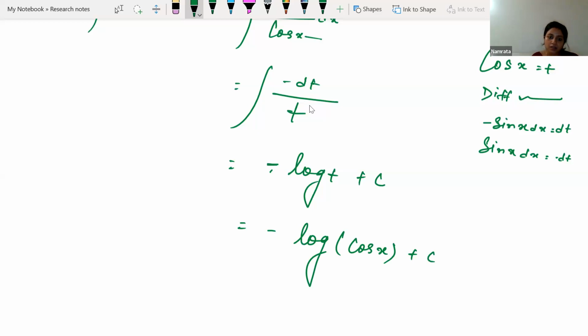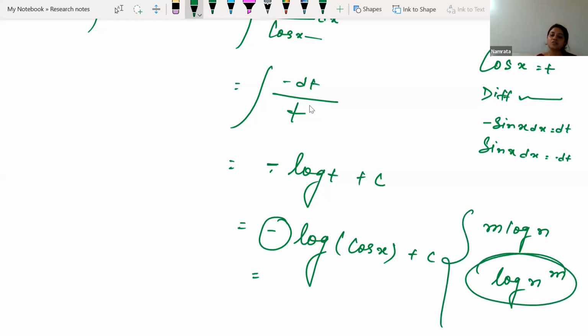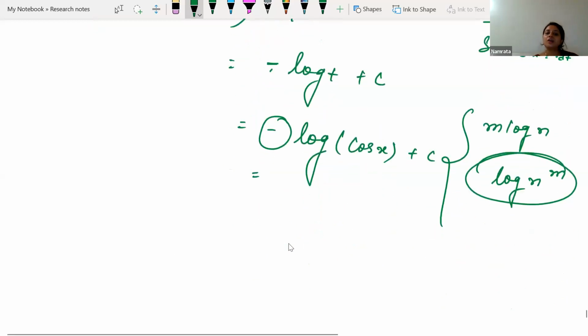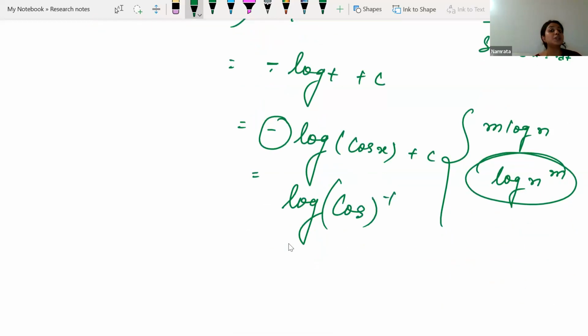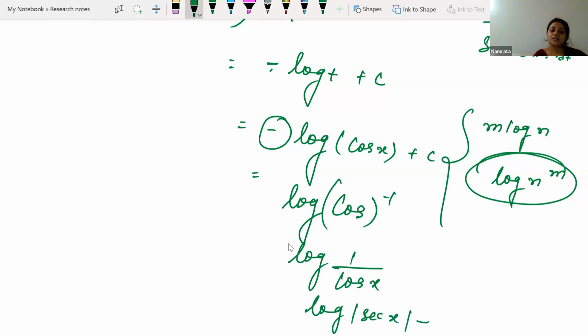The logarithm property says whenever we have m log n, this can be written as log n to the power m. Do you know this logarithm property? So this minus 1 in front of the log, I am going to take as a power. So this came out as cos to the power minus 1. Please don't assume it is cos inverse. This is not an inverse function. This minus 1 in front came out as a power. That will be log of 1 by cos x, and that only came out as log of mod sec x.